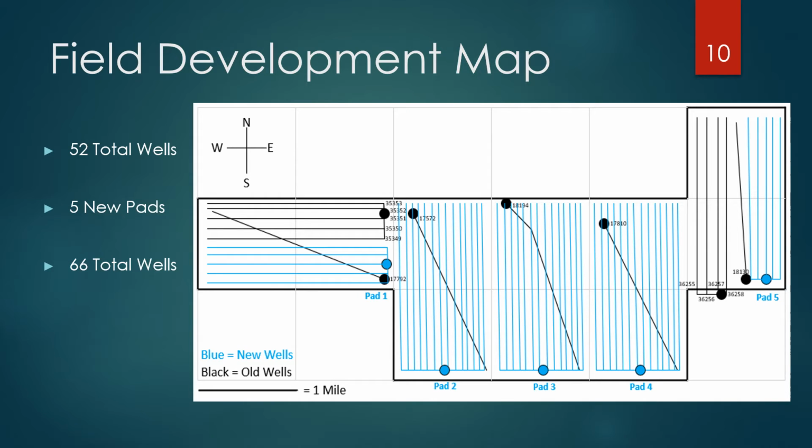The architecture of the simulation model translates to an additional 52 new wells in our area of interest. These will be facilitated through 5 new well pads, resulting in a total of 66 wells available for production. Now I'll turn it over to Rob to discuss the drilling portion of the project.